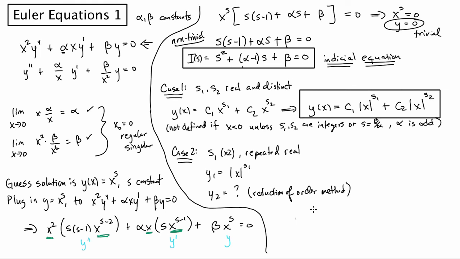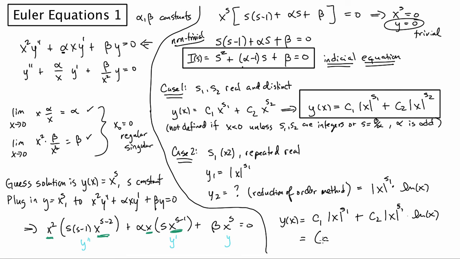And it turns out, I won't spoil it by showing it to you, but when you do that, you end up with an interesting value here of absolute value of x to the s1 times natural log of x. So when you put this together, the general solution in this case is C1 absolute value of x to the s1, plus C2 absolute value of x to the s1 times natural log of x, and typically you'll see it written like this.